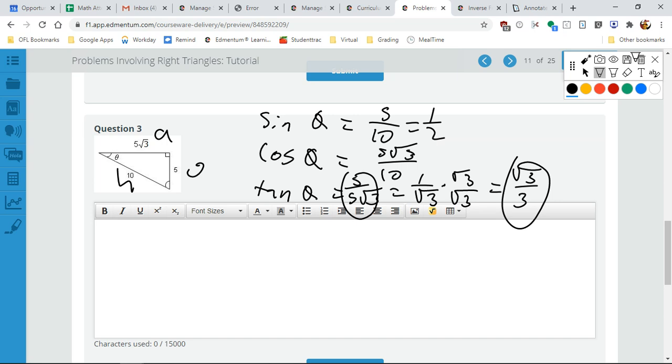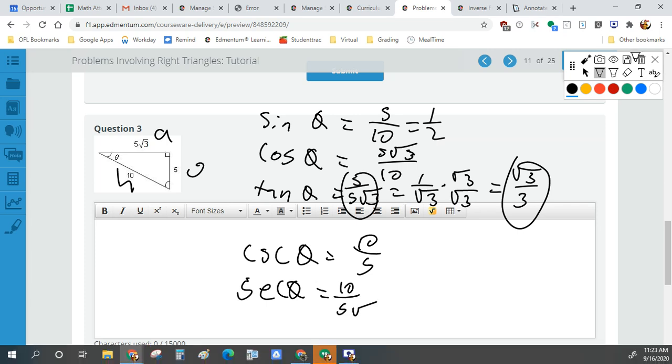So sine flipped over is cosecant, which would be 2 basically because it's 10 over 5. Cosine flipped over and reciprocated, secant theta is 10 over 5 square root 3. And last one, cotangent theta, that's going to be 5 square root of 3 over 5.